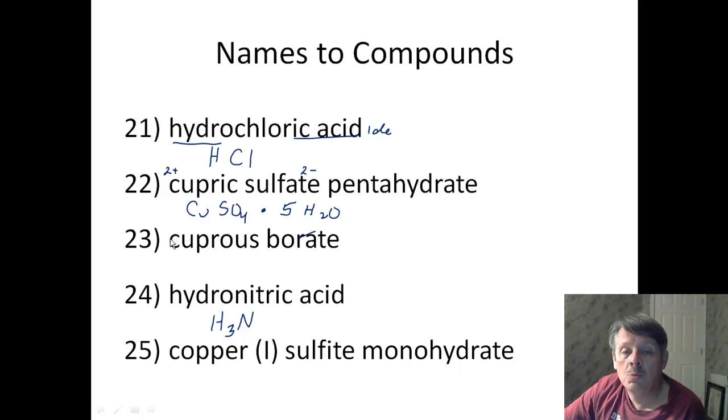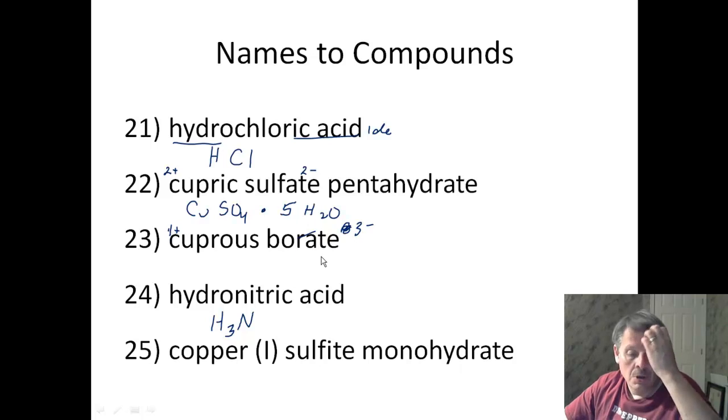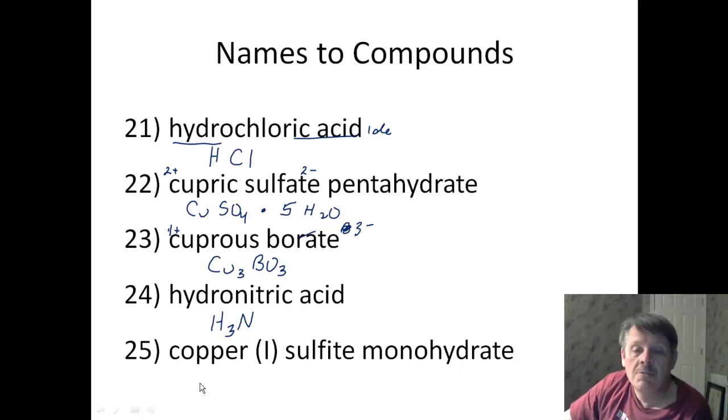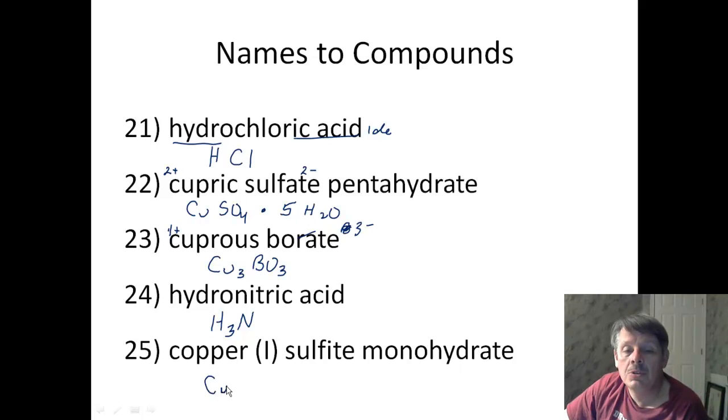Now cuprous has a 1+ charge, and borate has a 3- charge. So cuprous borate is going to be Cu, BO3 for borate, and because I crisscross, I have to have Cu3, BO3.